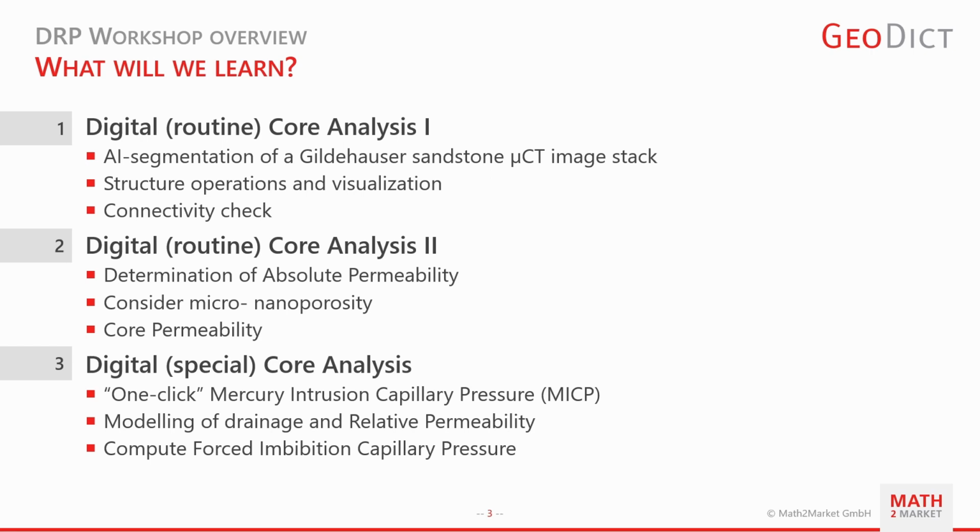The workshop is split into 3 parts. In the first part, you will learn how to perform import and structure operations. Therefore, you will use the Artificial Intelligence or AI segmentation module on a gray value image stack of a Gildehauser sandstone. Then you will learn how to use the structure analysis capabilities of GeoDict to compute and visualize the pore connectivity within the sample.